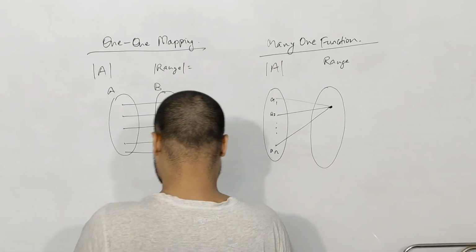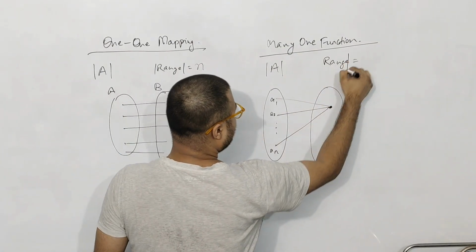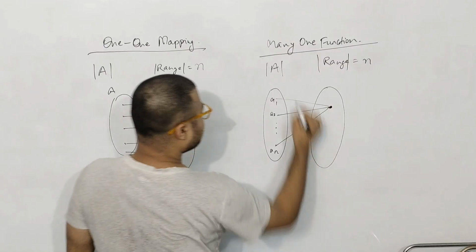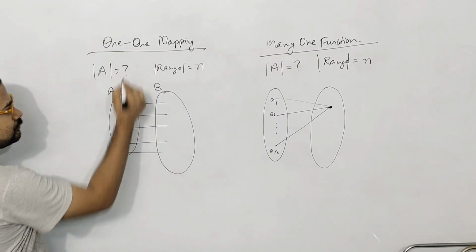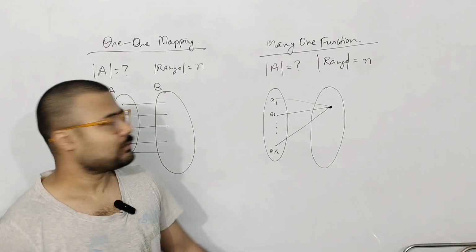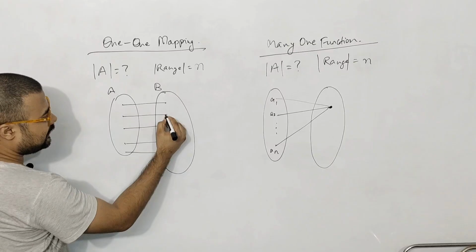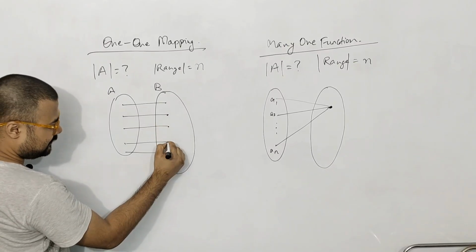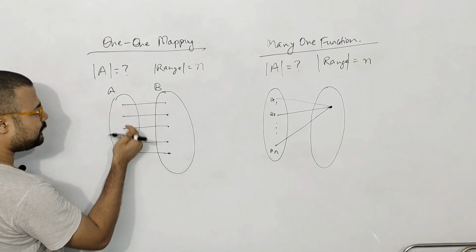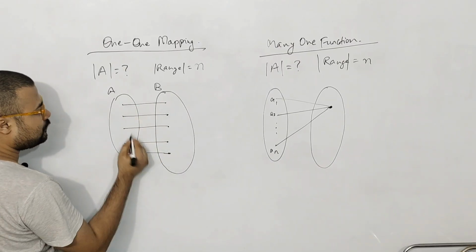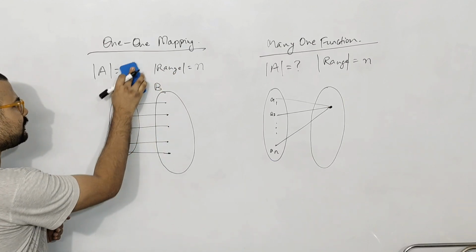Now, what if the range is given to you, and what do you make out about the domain? That is, if the number of elements in the range is equal to n, then what does it tell about the number of elements in domain A? Of course, in case of a 1-to-1 function, every element of B that constitutes the range will have a unique pre-image, so the number of elements in A is equal to the number of elements in the range, that is equal to n.